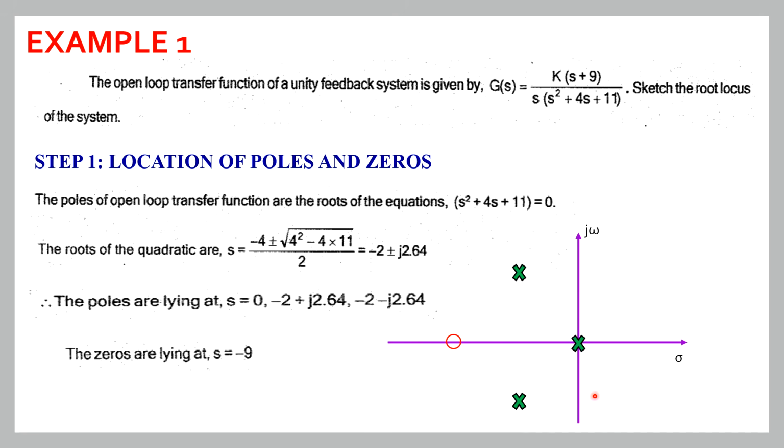Let us mark the poles and zeros on the s-plane representation. The x-axis is sigma, the y-axis is j omega, which is nothing but the s-plane. So the poles are marked with a cross: 0, and -2 ± j2.64. Then a zero is marked at -9.